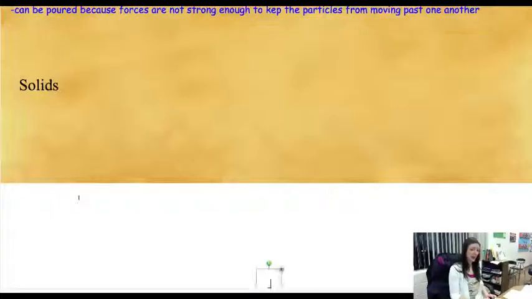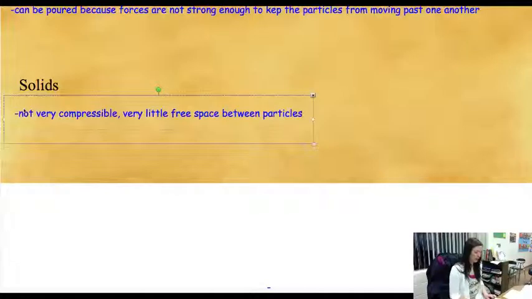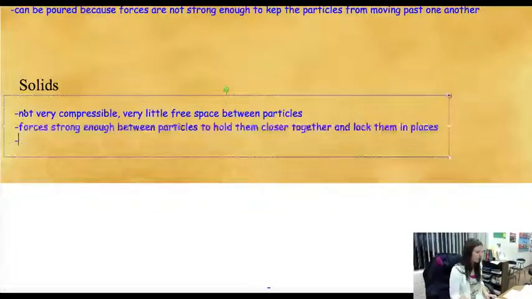All right, now looking at a solid, these are not very compressible. Okay, they have very little free space between particles. And these forces are actually strong enough to keep them very close together in these particles, and then kind of locks them in place. Solids, remember, do not really flow, okay? So those forces are very strong, keeping it together.